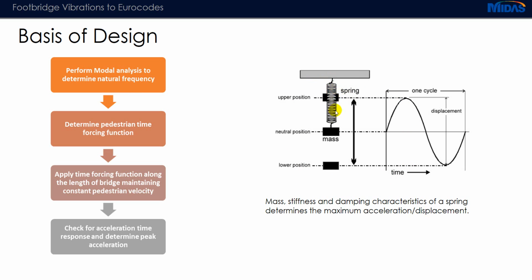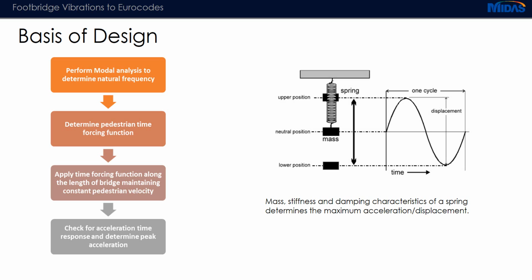There is a spring stiffness and then there is a mass. So based on these two properties, the body can vibrate in a free manner at a certain frequency. After determining that frequency, we compare it with the code limits. If the frequencies are less than certain limits for vertical or lateral vibrations, then the code suggests we do a more complicated analysis, that is a pedestrian time forcing function analysis, where we actually model the moving pedestrian and the load applied by the pedestrian varying with time.